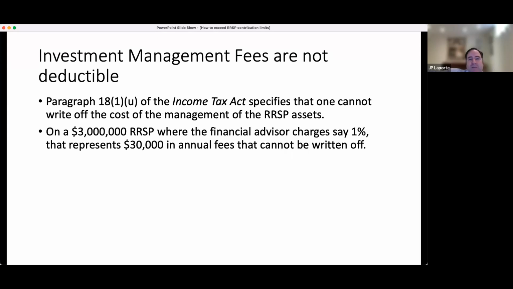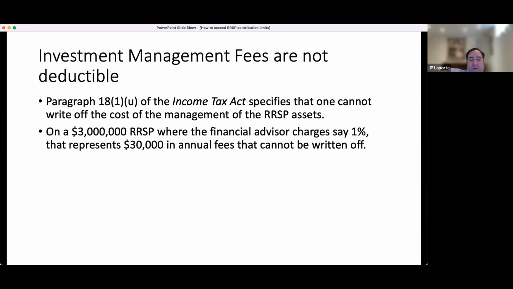Another issue is that when you're investing your assets in an RRSP account and you're paying an advisor, a portfolio manager, or a financial company fees to do that on your behalf, those fees are not tax deductible. And that's because there's a paragraph in the Income Tax Act, which I've stated here, paragraph 18(1)(u), that says you can write off your investment management fees when you have an RRSP account.